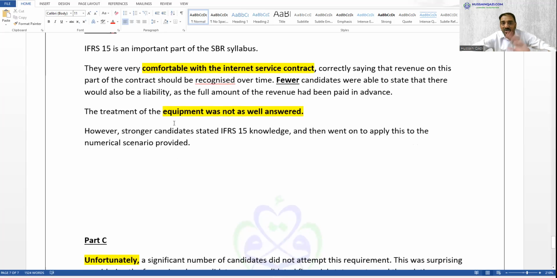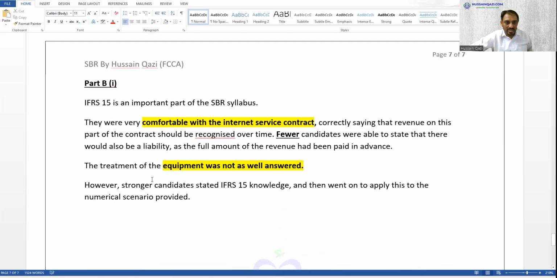Second point, the treatment of equipment was not as well answered. However, stronger candidates had IFRS 15 knowledge and knew when to apply it to the numerical scenario provided. So students, the important point is to keep revising your content and apply your knowledge as much as possible. Don't stop, keep moving. So this is part B1.